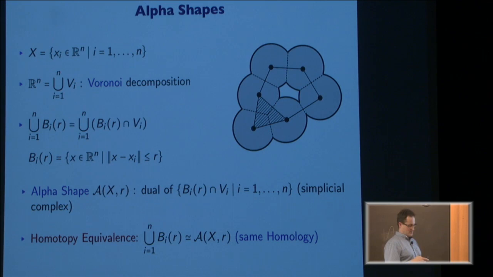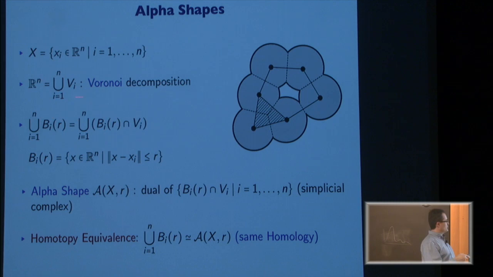But what's an alpha shape? You have a collection of points in Rn. The first thing we do is take this collection of points and compute the Voronoi decomposition of Rn. So you write Rn as the union of these Voronoi cells, Vi. Each Vi is the Voronoi cell of one point Xi, the set of points in Rn closer to Xi than to all the other points in your data set. So this decomposes Rn into n cells, the Voronoi cells. And if you take the dual of this Voronoi decomposition, you get the Delaunay triangulation of your data set.